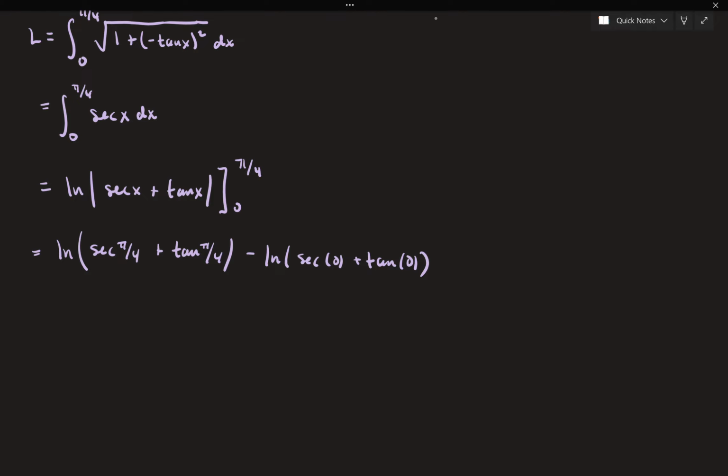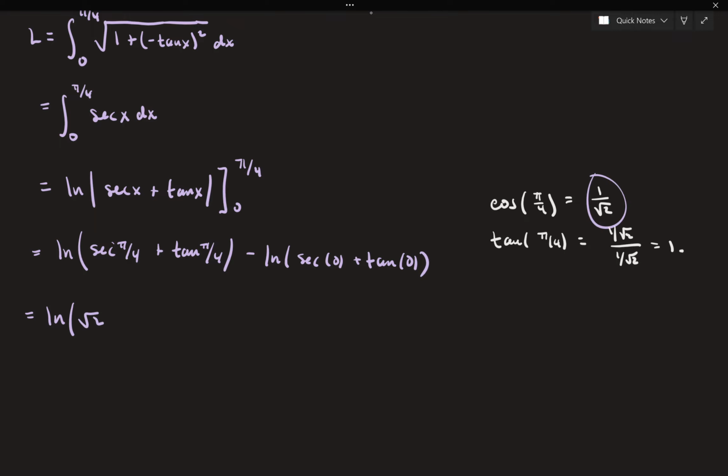And now I know secant is 1 over cosine. So cosine of pi over 4 is 1 over root 2. And tangent pi over 4 is sine over cosine. Sine is 1 over root 2. Cosine is 1 over root 2. And I get 1. So let's just plug it in. Ln of 1 over cosine is secant, so it's 1 over this. That's just root 2. Tan pi over 4 is 1.